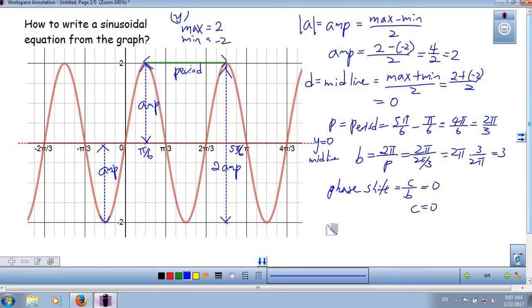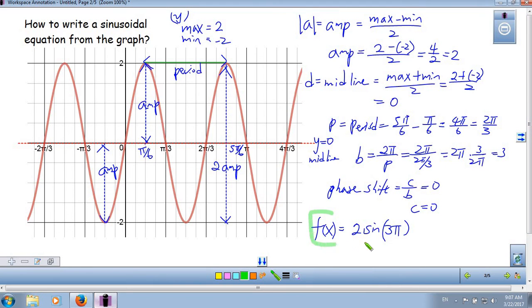So the equation for this function would be the amplitude. Because it goes up first, we're going to use a positive amplitude. So let's use A equal to 2, and it's going to be sine, and B was 3, right? 3 pi. Now C, there's no phase shift, so I don't have to write anything, and there's no D, there's no vertical shift. So this would be my final answer. This would be an equation that will fit this graph. If we graph this equation, we'll see something like this.